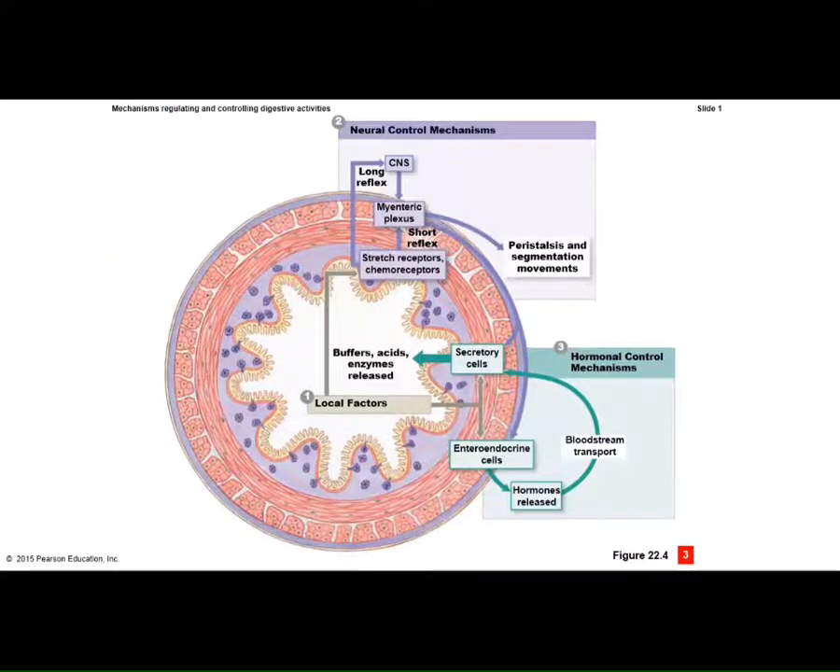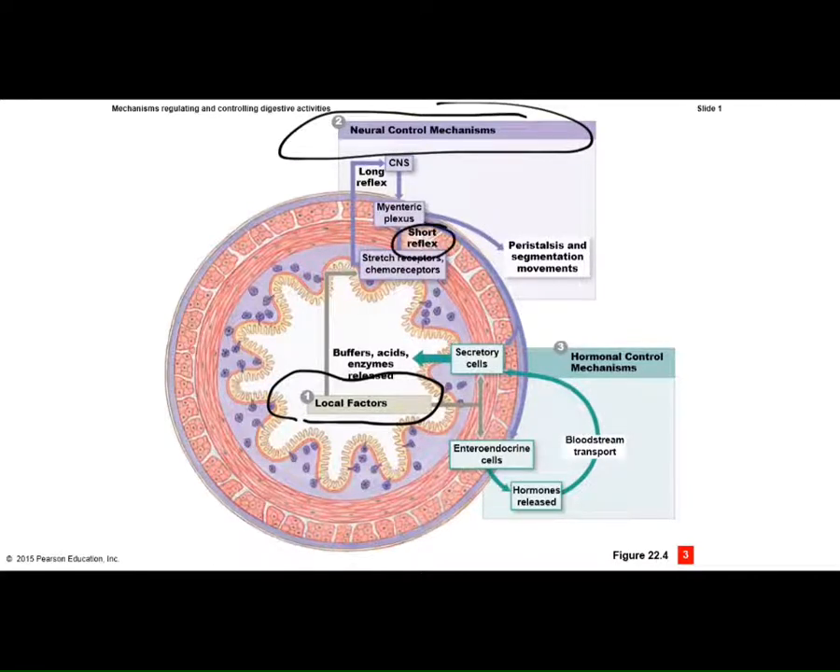So what we have then, if we just look at a cross-section, is definitely local factors. There are pH changes and stretch changes in the gut itself. And then there are neural connections where you have both short and long reflexes. This is going to be involved with the peristalsis and the segmentation. And then finally, there's lots of secretion of hormones, not only by the enteroendocrine cells along the digestive tract, but also other hormones that are released from the pancreas, for example, insulin and glucagon and other hormones that you've heard of that are involved with digestive processes.